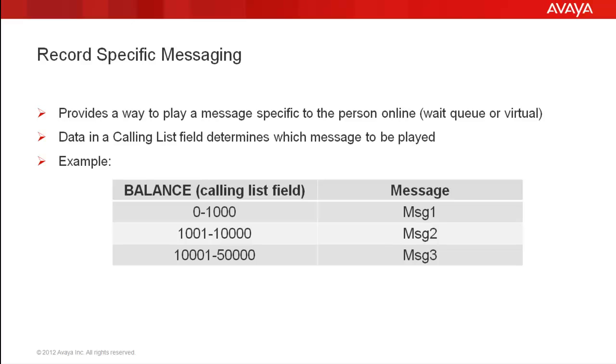To implement this, we need two calling list fields. One field will act as the source of the data and the other field will get populated by the system. For this example, the source field is the balance field, and that will contain the data which comes from the raw file. The other field will be populated with the message numbers at the time of downloading the calling list. So basically Proactive Contact will read the values coming in the balance field and will populate the message numbers in the other calling list field. Then when the system has to play the message to the customer, it will read this field to know which message to play.